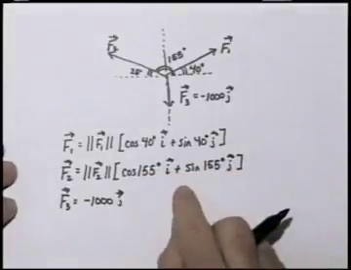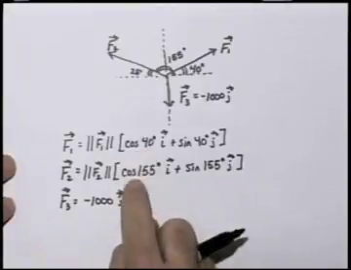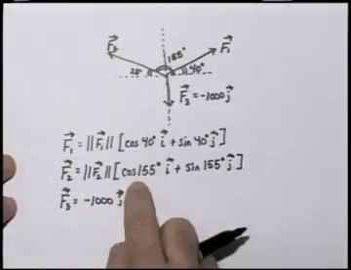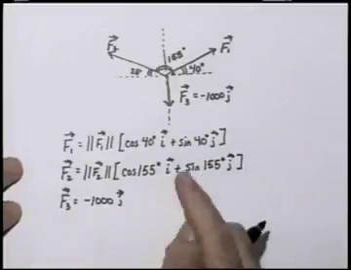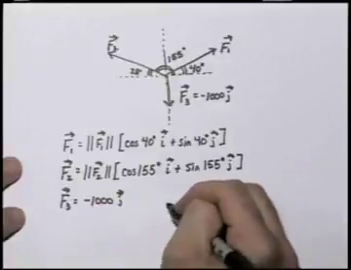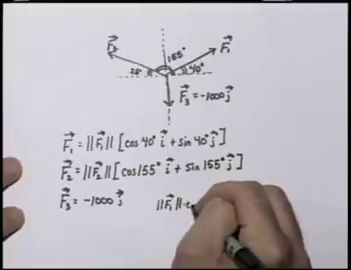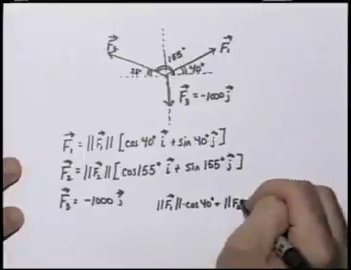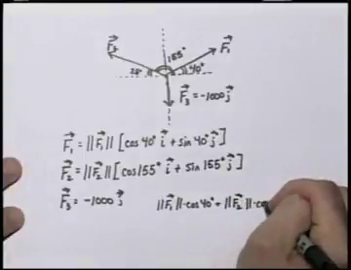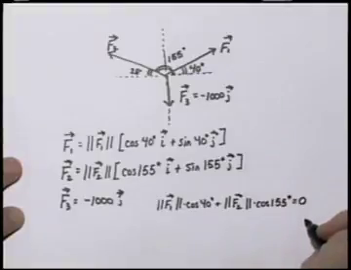Now what we'll do is recognize that the sum of these three forces must equal 0. That means that the sum of the forces in the I direction must be 0, and the sum of the forces in the J direction must also be 0. We can express that as follows. The magnitude of force 1 times the cosine of 40 degrees plus the magnitude of force 2 times the cosine of 155 degrees must equal 0.